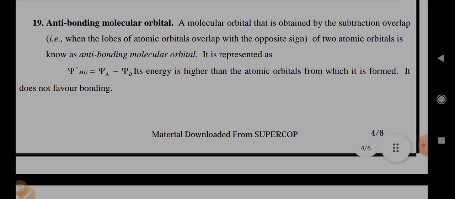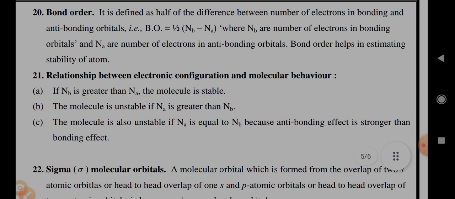Antibonding molecular orbital. A molecular orbital that is obtained by the subtraction overlap with opposite sign of two atomic orbitals is known as antibonding molecular orbital. It doesn't favor bonding. Bond order. It is defined as half of the difference between the number of electrons in bonding and antibonding orbitals, which is equal to (Nb minus Na) by 2, where Nb is the number of electrons in bonding orbitals and Na is the number of electrons in antibonding orbitals. Bond order helps in estimating stability of an atom.